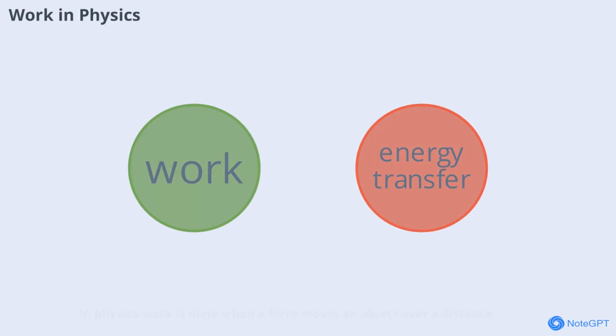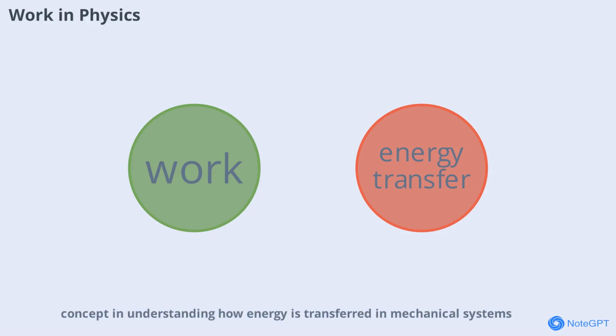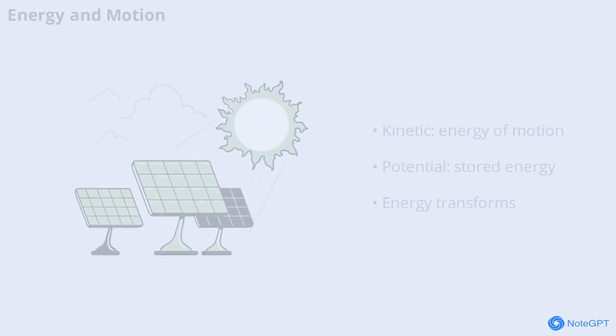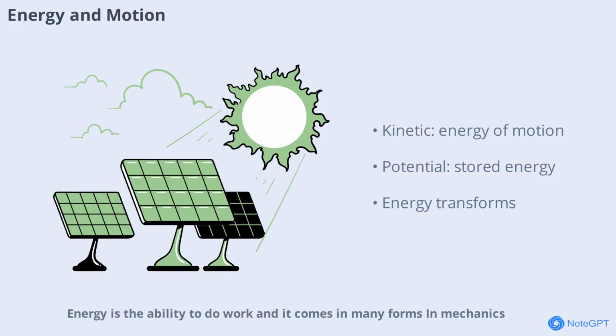In physics, work is done when a force moves an object over a distance. The amount of work depends on the size of the force and how far the object moves in the direction of the force. Work is measured in joules and is a key concept in understanding how energy is transferred in mechanical systems. Energy is the ability to do work, and it comes in many forms.